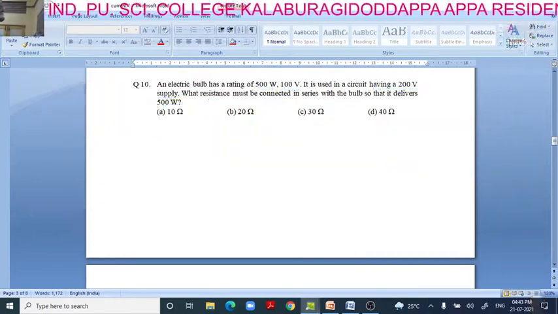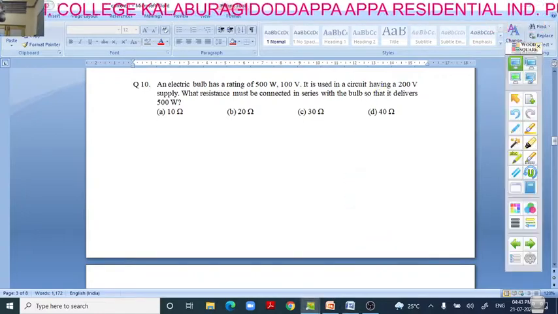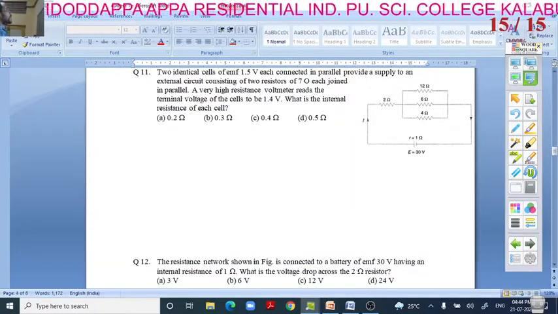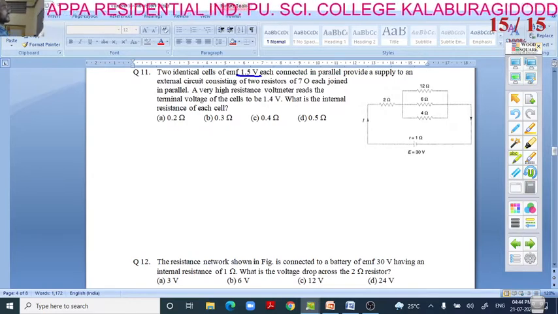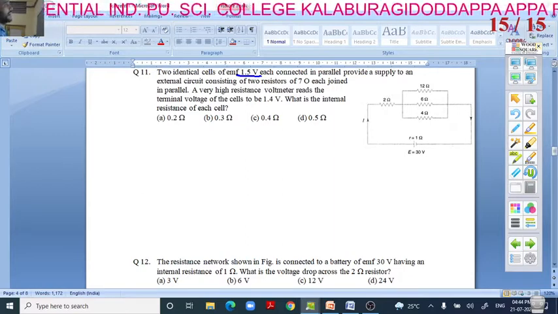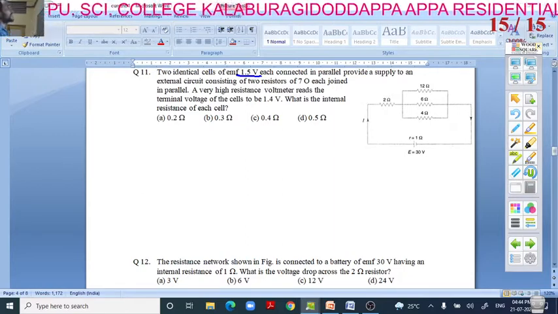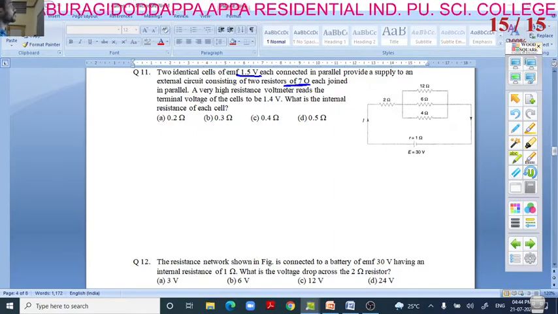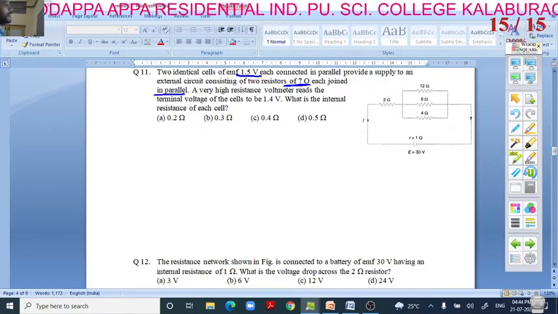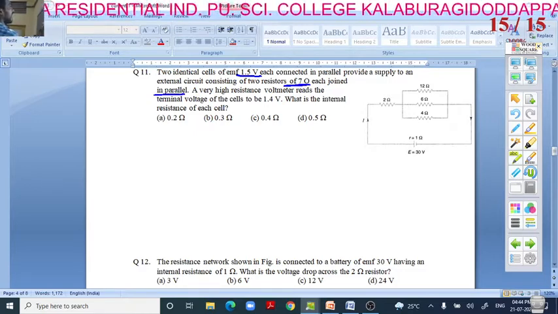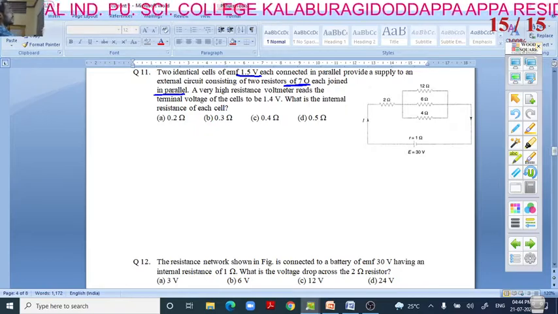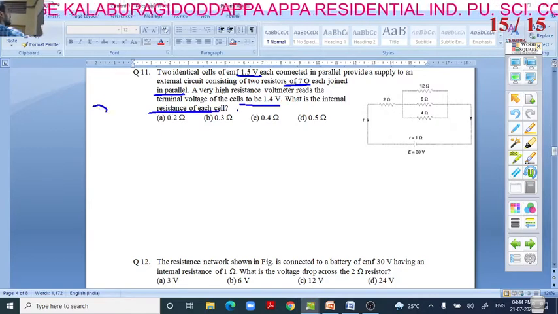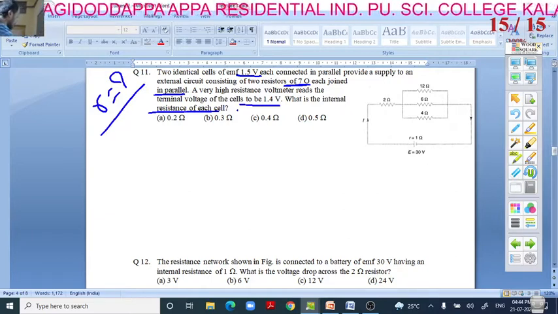Okay, next. See, two identical cells of 1.5 volt each connected in parallel provide a supply to an external circuit consisting of two resistors of 7 ohm, it is not 70, 7 ohm each joined in parallel, right? A very high resistance voltmeter reads the terminal voltage of the cell to be 1.4 volt. What is the internal resistance of each cell?